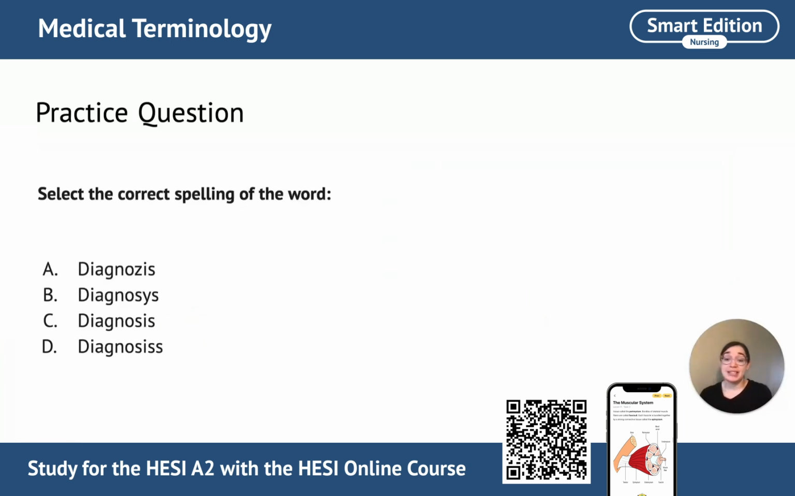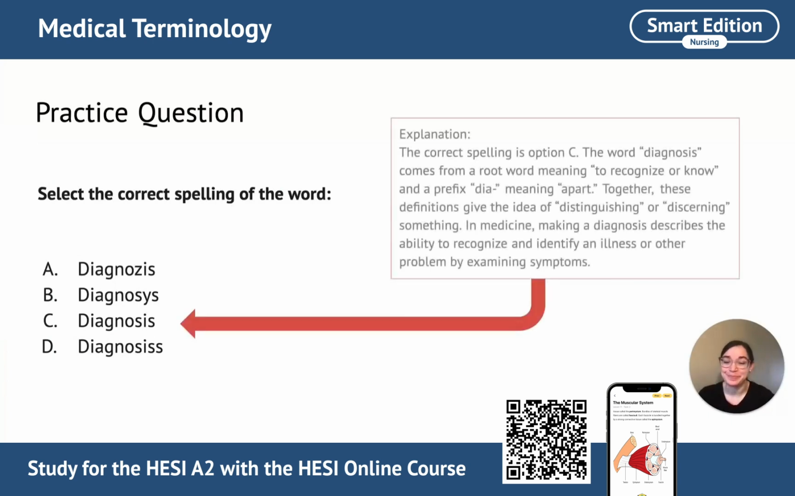So select the correct spelling of this word. Is it A, diagnosis? Is it B, diagnosis? Is it C, diagnosis? Or is it D, diagnosis with two S's? The correct spelling of the word diagnosis is option C. So what is a diagnosis? Well, it comes from the root word gnosis, which means to recognize or know. And the prefix dia means apart.